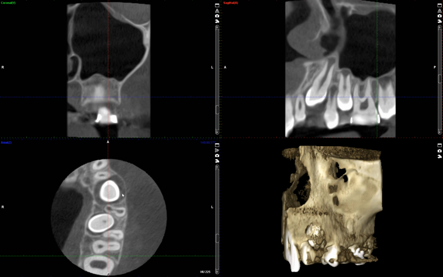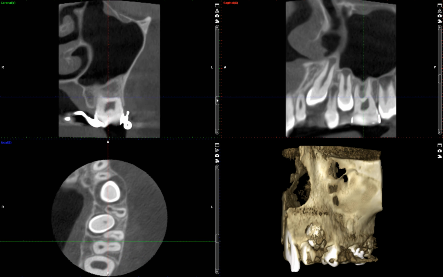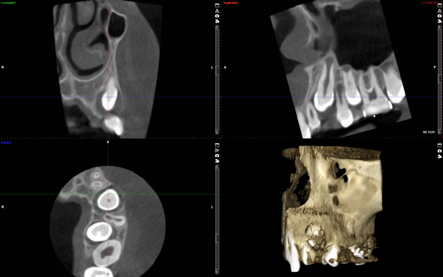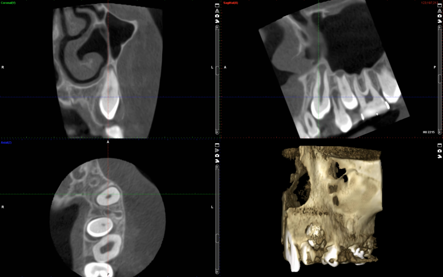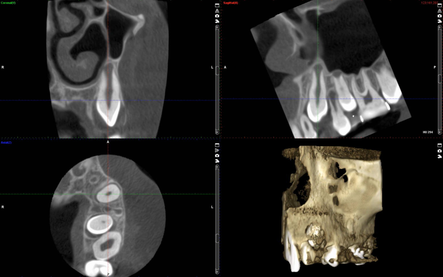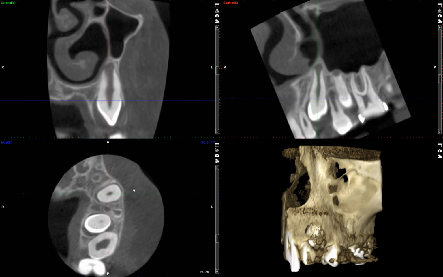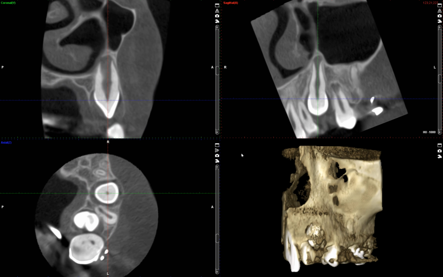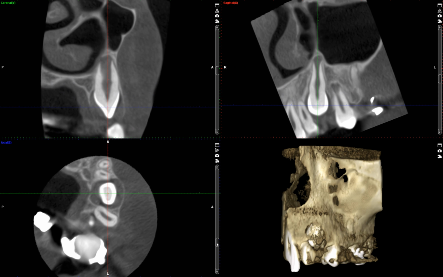So now we're going to put our crosshairs around number 11 such that we're looking right through tooth number 11. Okay, so I like this view. One thing I want you to note is that the follicle of number 11 is very prominent. It's rather large, within normal limits, I would say.